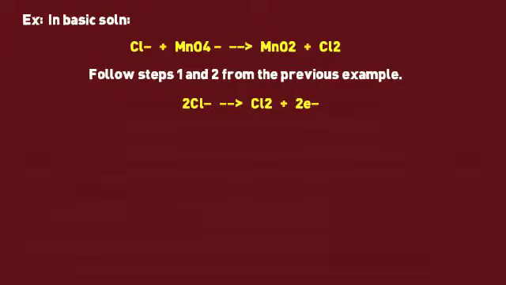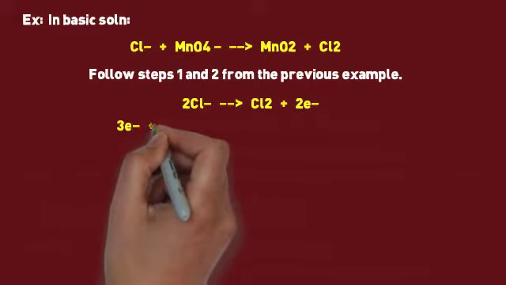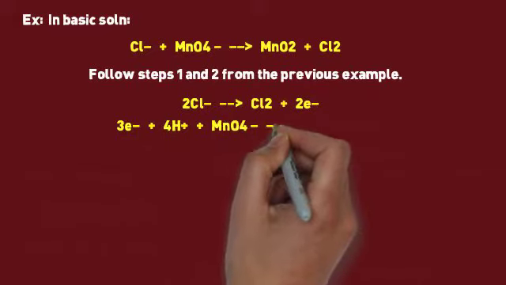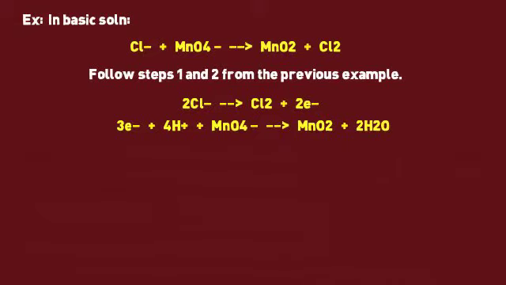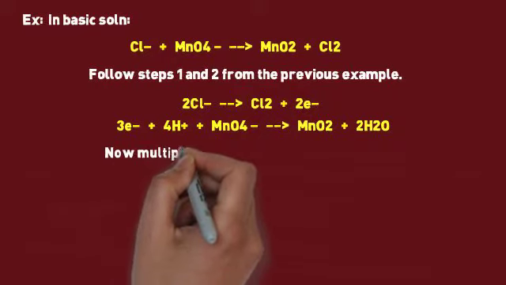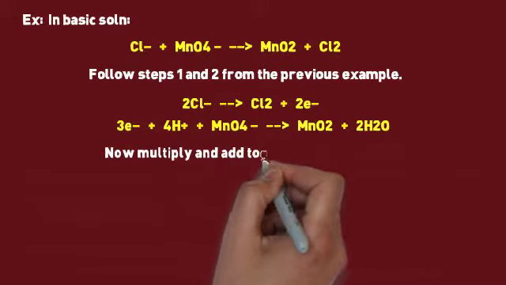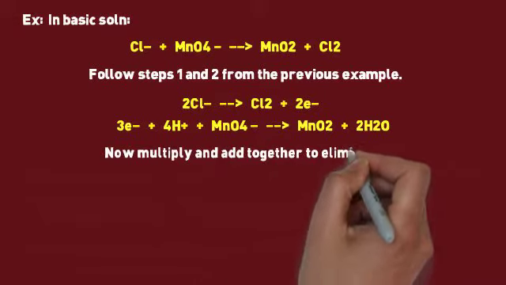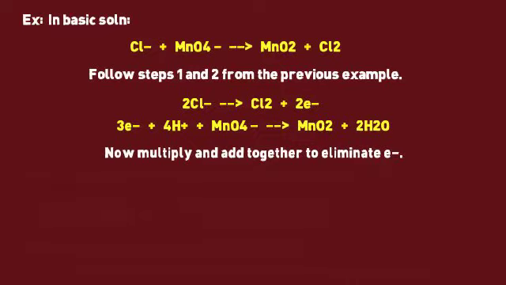Here are the answers all the way up to adding the electrons and making sure that the charges are the same on both sides. Take a look at these. You might want to pause right now and take a look at these. Make sure that the charges do work out. Now what I want you to do is multiply and add together. You need to multiply to get the common denominator for the electrons to eliminate them. So far, we're not doing anything different than before.